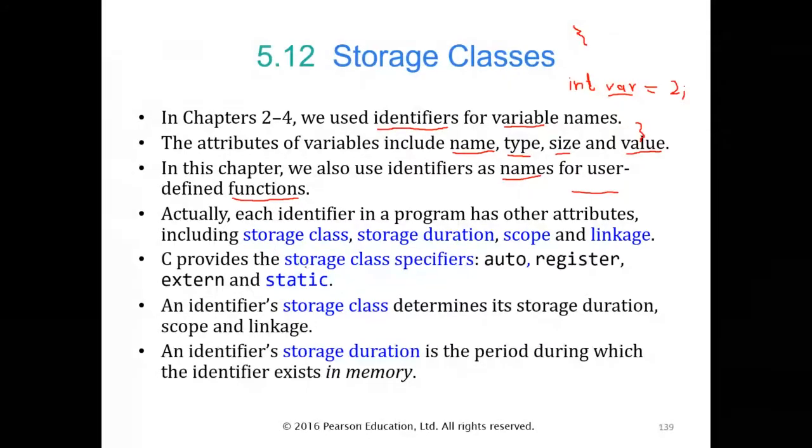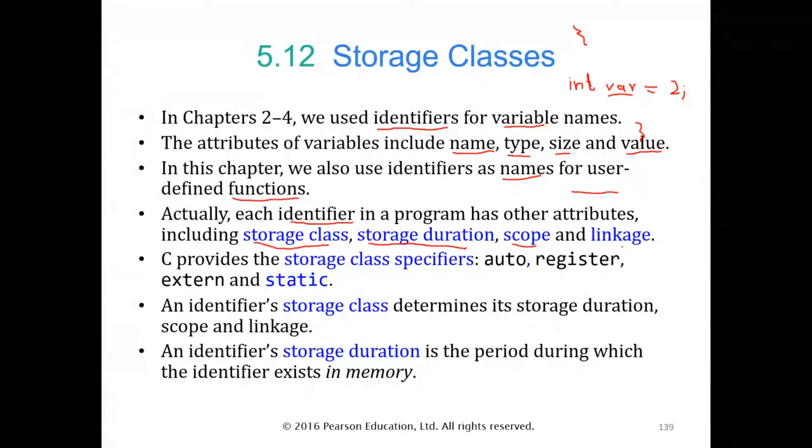Okay, so now the key point is each identifier. So what do we mean by an identifier? An identifier can be either a variable or a function. It has attributes like storage class, storage duration, scope, and linkage. I have just told you what scope is. I will talk about the others in a little bit.